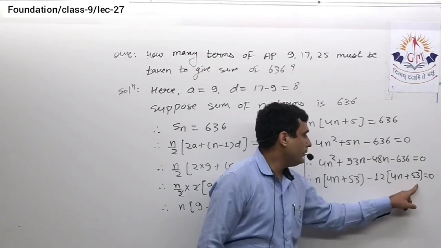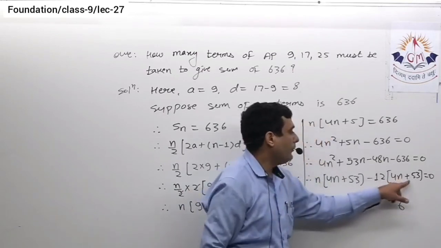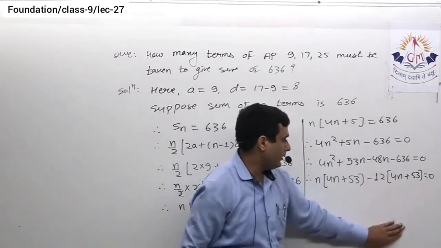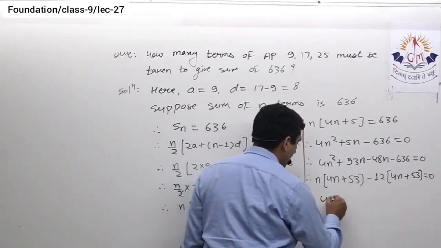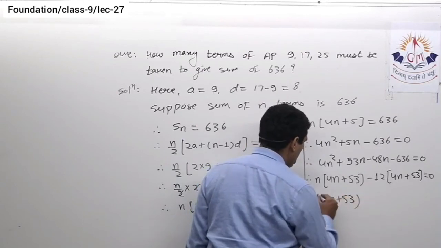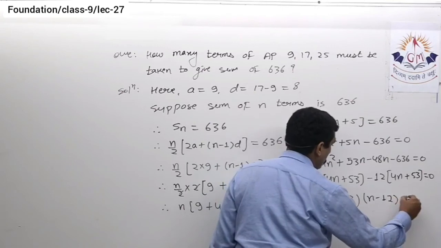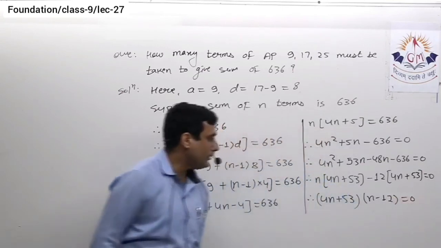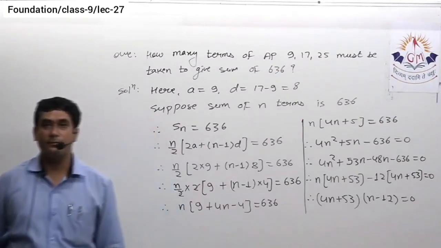12 3s are 36, 6 carry 3, then 12 5s are 60 plus 3, 63. Yes, it is correct. Now next I'll take 4n plus 53 common. So in the next bracket I'll be left with n minus 12. So this is almost done, but note it down, then I will give the further solution.